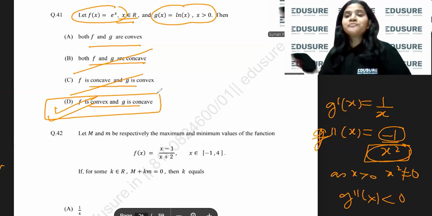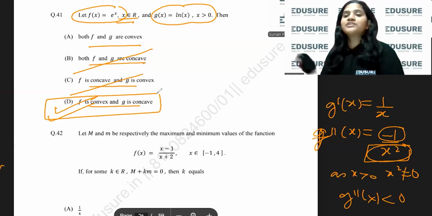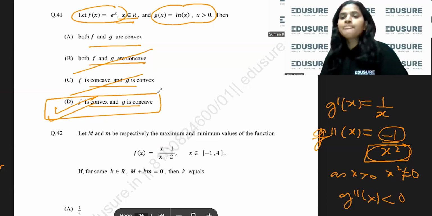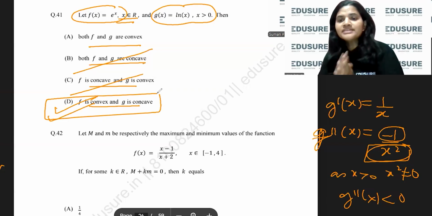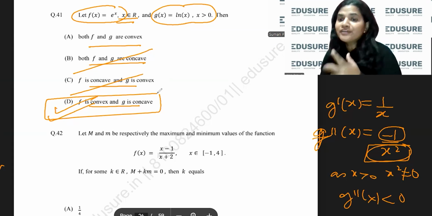In this question, you could do it simply by calculating the second derivative. Of course, in this question, you cannot check whether f'(x) is decreasing or increasing, because I am not given a piecewise function. Either I have to know the graph, but there is no need to know the graph. You could just do it by simply calculating the second derivative. All right, so you can see that convex and concave functions are coming again and again, and they are not very difficult also.